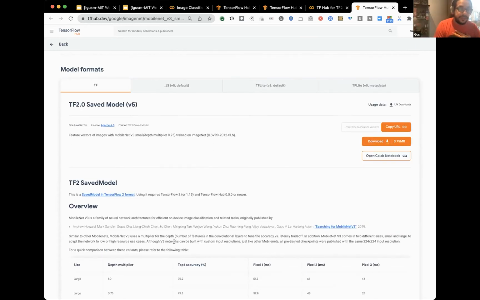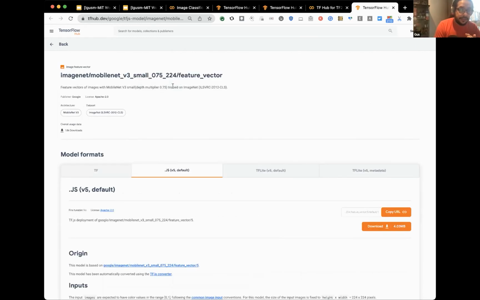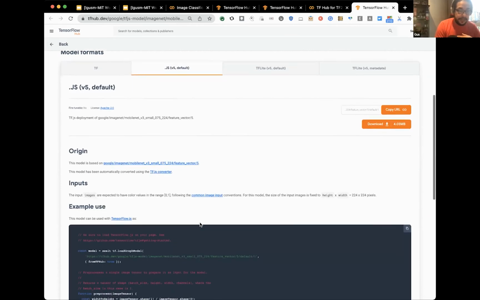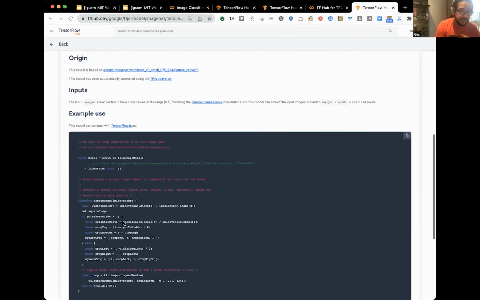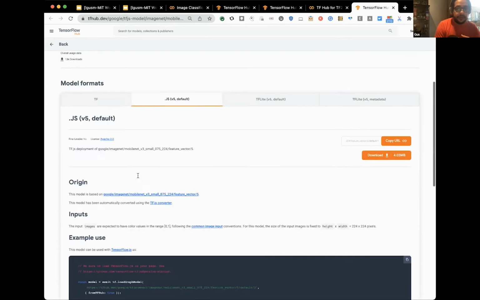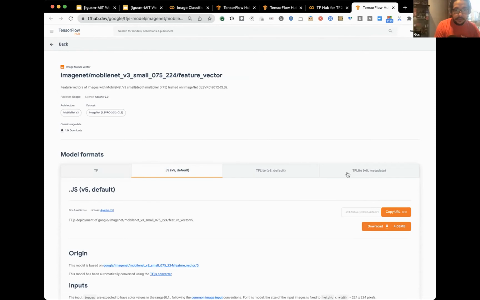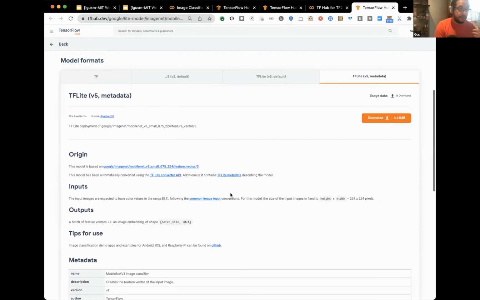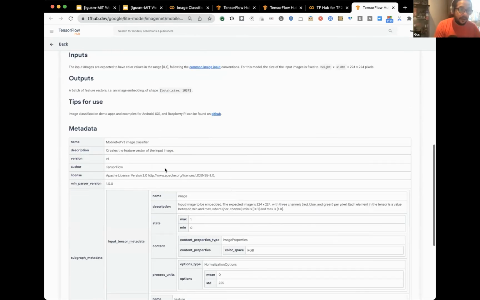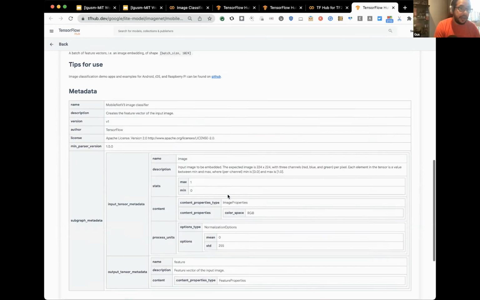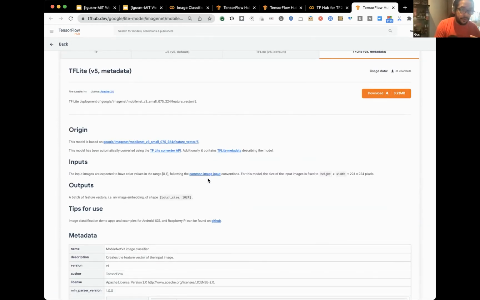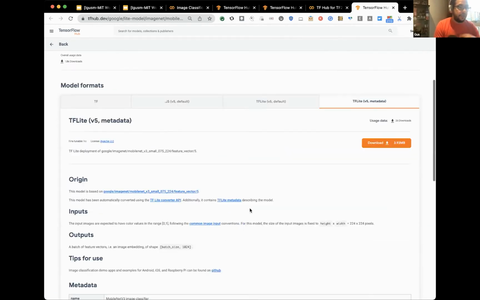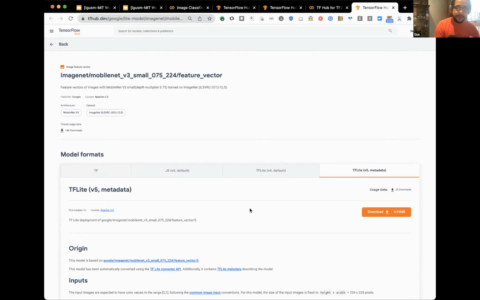This model is interesting because you can see we have a TensorFlow JS version that you can use in a browser. This is JavaScript code here. You can also use this on a mobile device, like on a phone. You can see all the metadata about this model and how to use it. We have sample code to use on Android, iOS, Raspberry Pi. And you can see the size here is 3.93 megabytes.